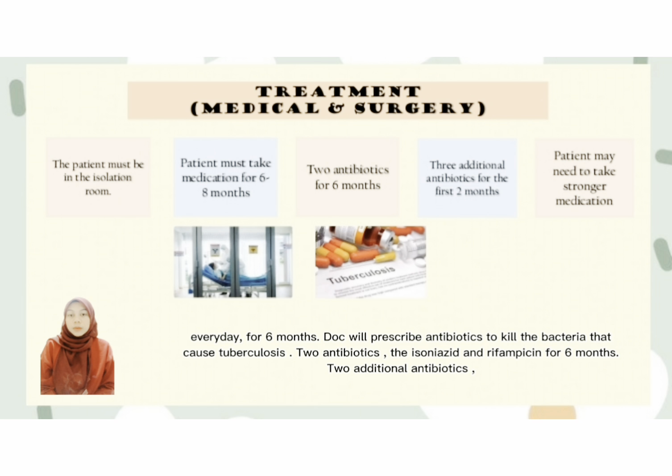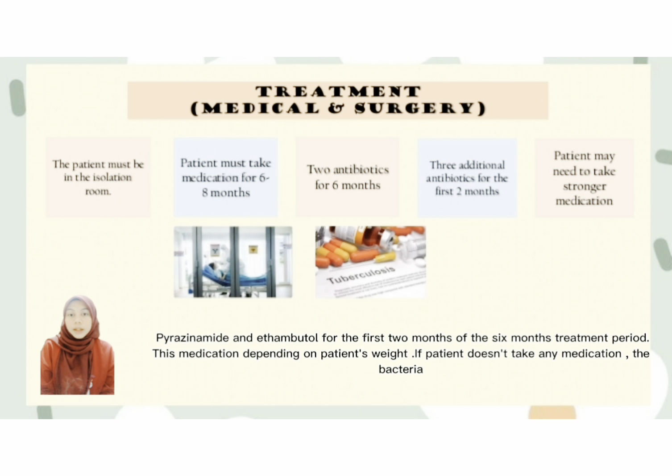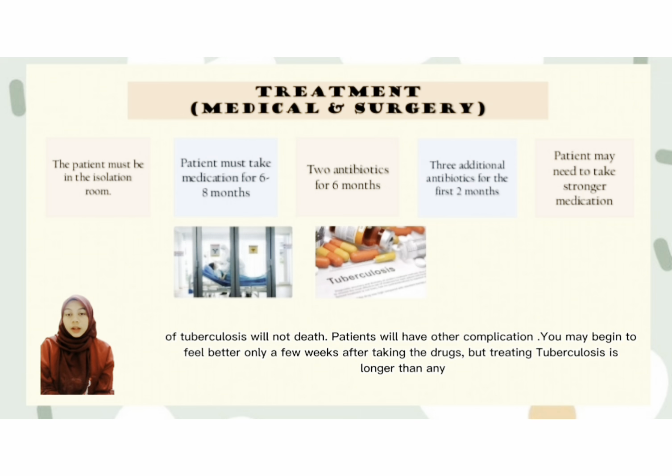The doctor will prescribe antibiotics to kill the bacteria that cause tuberculosis. Two antibiotics, isoniazid and rifampicin, for 6 months. Two additional antibiotics, pyrazinamide and ethambutol, for the first 2 months of the 6-month treatment period. The medication depends on the patient's weight. If the patient doesn't take any medication, the bacteria of tuberculosis will not die. The patient will have other complications.